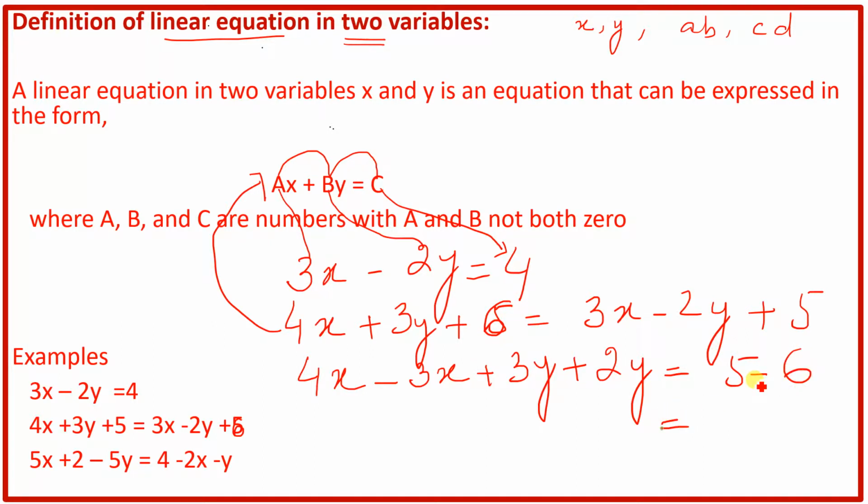At least we can have something on the right hand side. So it will be x plus 5y is equal to minus 1. Again, see, this is minus 1, and a and b are numbers. So same thing, if we take the transpose, we can express this example in the form of ax plus by is equal to c.